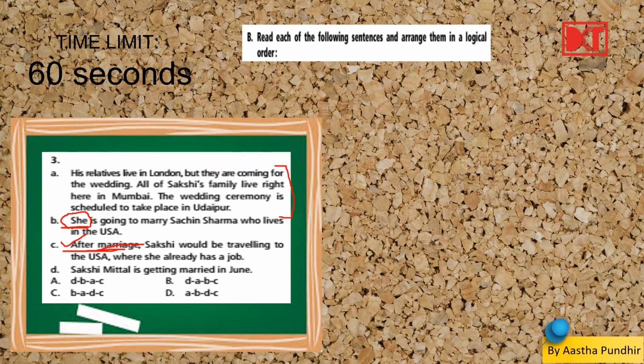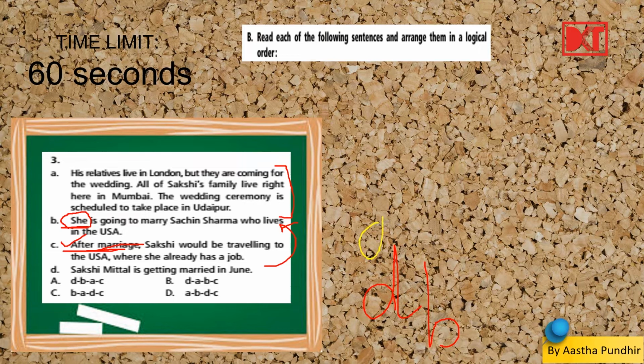Okay, then we have Sakshi Mittal is getting married in June. Here we have the introductory sentence. So our passage starts with D. Sakshi Mittal is getting married in June. Okay. Then we can connect it here with B. That she is going to marry Sachin Sharma who lives in the USA.